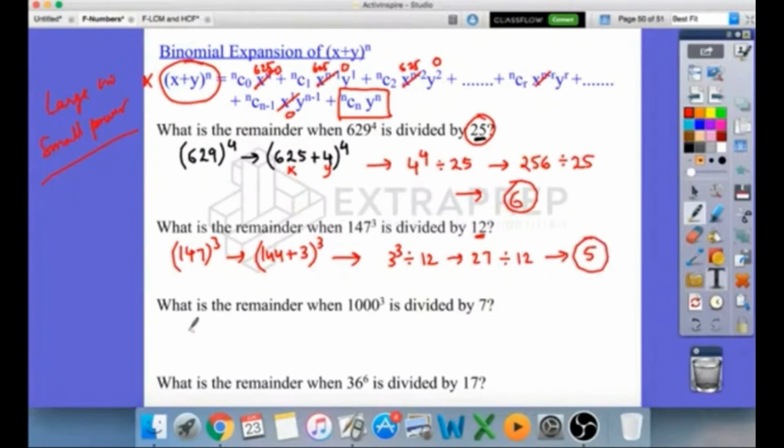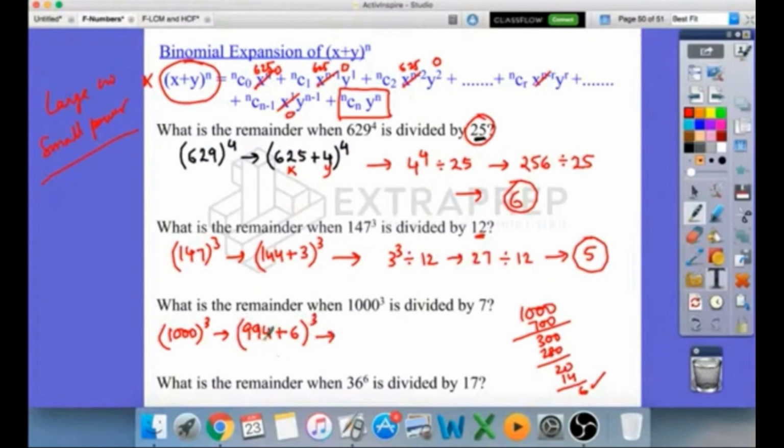Now 1000 cube divided by 7. We need a number below 1000 which is divisible by 7. I told you this logic yesterday. You'll have to learn to break numbers. In 1000, 700 is definitely divisible, you're left with 300. In 300, 280 is definitely divisible, you're left with 20. In 20, 14 is definitely divisible, you're left with 6. So when you divide 1000 by 7, you're left with 6. So we understand 994 is definitely divisible by 7, so it is (994 plus 6) whole cube.